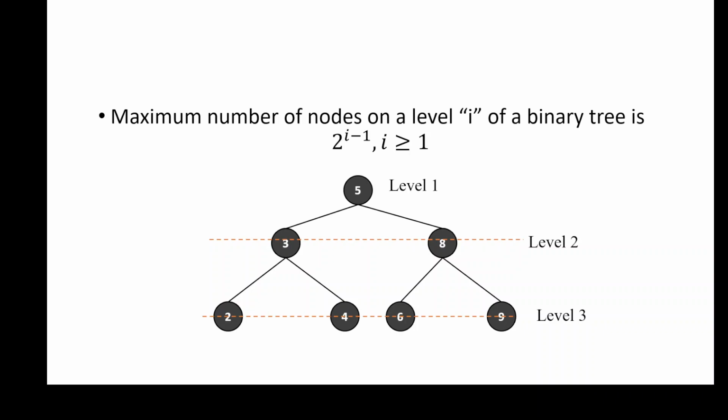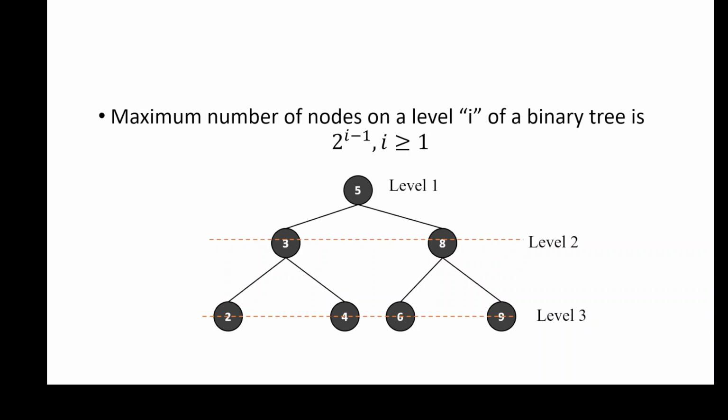Now, if you have a binary tree, the maximum number of nodes on a level i is given as 2 to the power i minus 1, where i is greater than or equal to 1. So, in the tree structure given here, let us consider the levels. The root node 5 is at level 1. The nodes 3 and 8 are at level 2. The leaf nodes 2, 4, 6, 9 are at level 3.